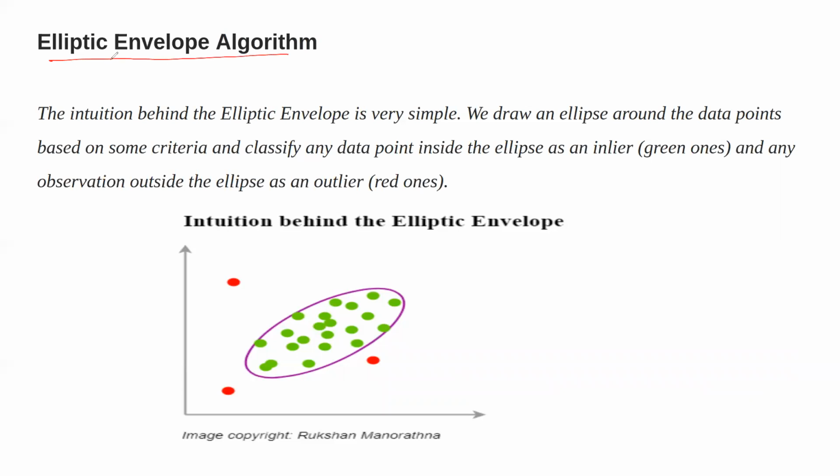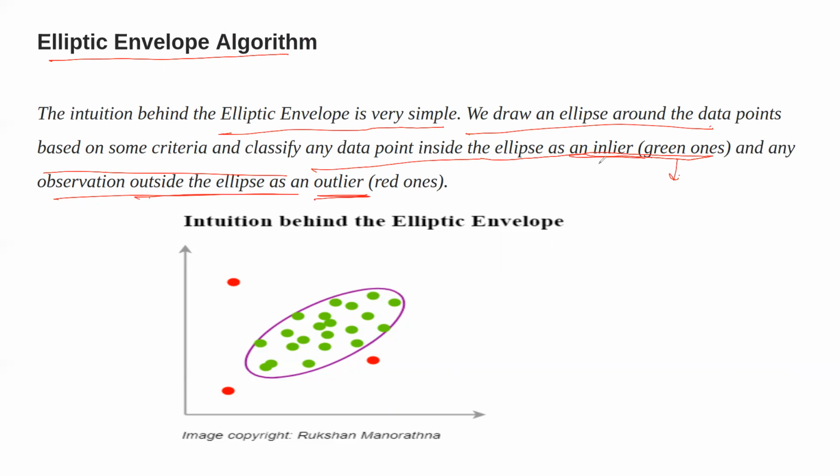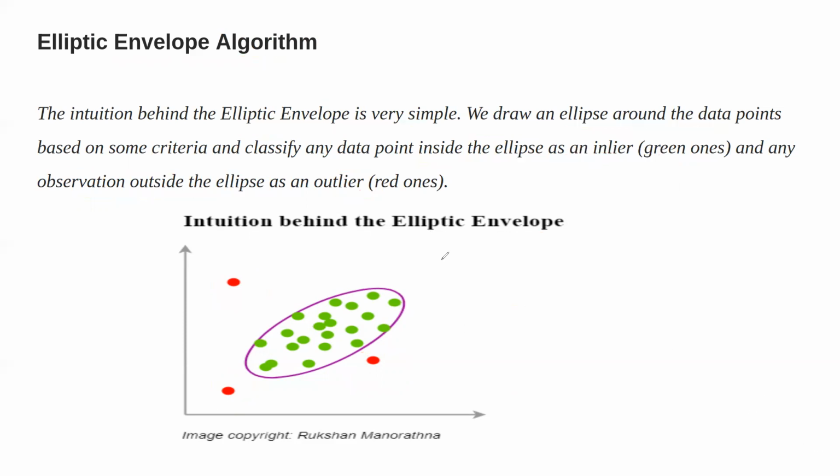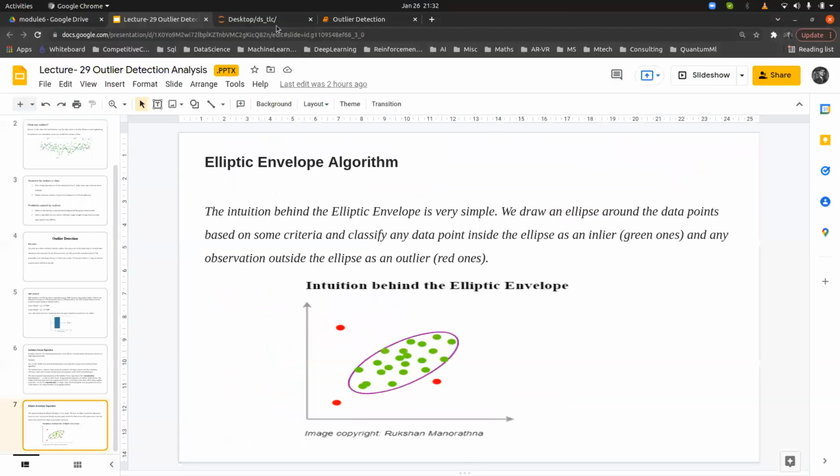Another advanced method is the elliptic envelope algorithm. The intuition behind this algorithm is again very simple. We draw an ellipse around the data points based on some criteria and classify any data point inside the ellipse as an inlier, the green ones, and any observation outside the ellipse as an outlier. Inlier and outlier points, right? So these are the outlier points, and these are the inlier points. Visually we can very well see this using the elliptic envelope algorithm. So let's try to implement these algorithms one by one in Python.